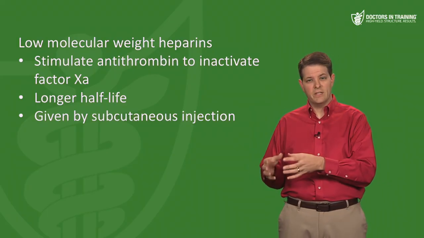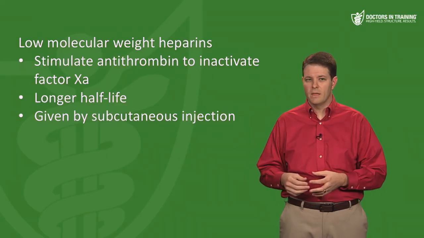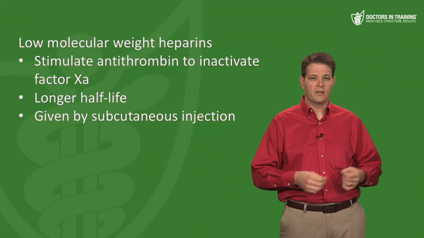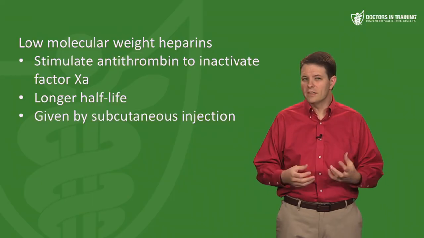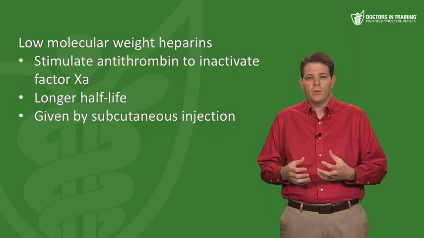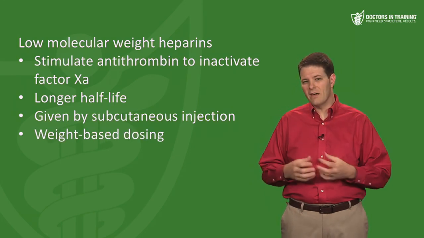Are you trying to treat a DVT? Then you have to give it twice a day. If you're trying to prevent a DVT, which we call DVT prophylaxis, you can use enoxaparin just once a day. So the dosing is a lot easier with these. And also, you don't have to monitor them. The low molecular weight heparin dosing is weight-based, so it doesn't have to be monitored.